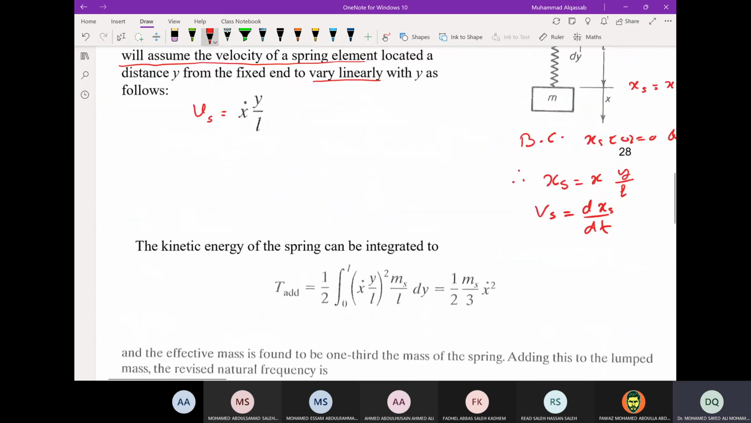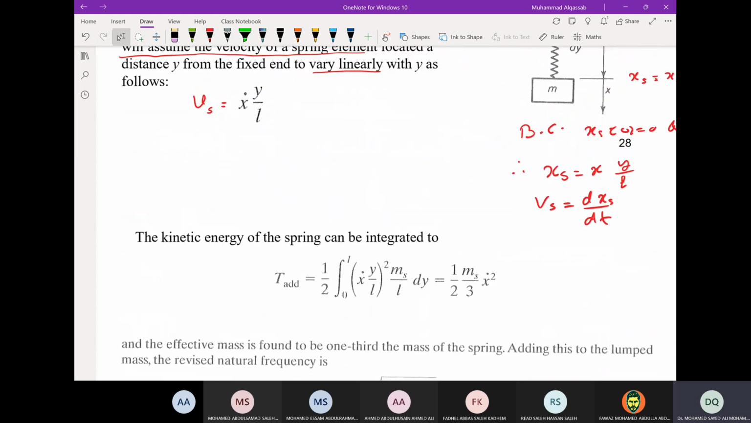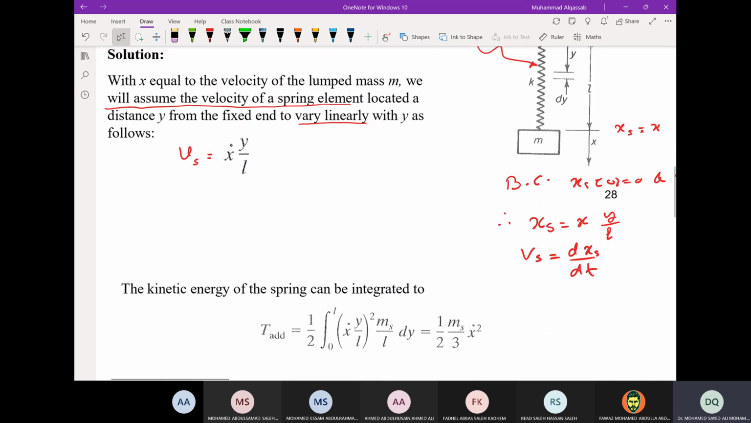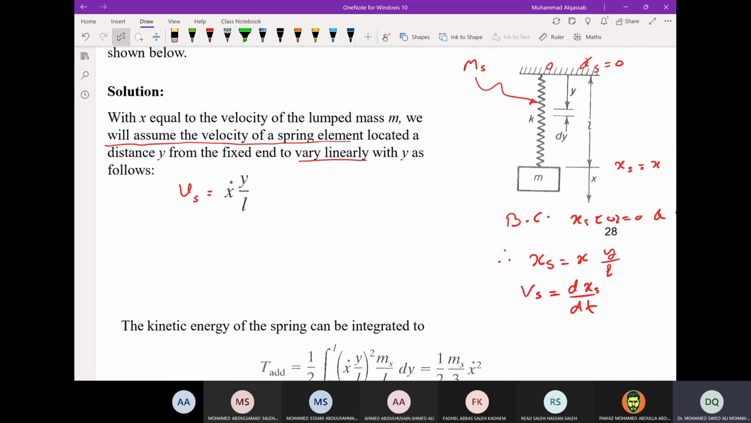So what is the kinetic energy? The kinetic energy for a particle is half m v squared. So for the mass, this is equal to 1/2 m x dot squared. This is for the mass. But for the spring, we will take the kinetic energy of a point mass on the spring and then do the summation or the integration.